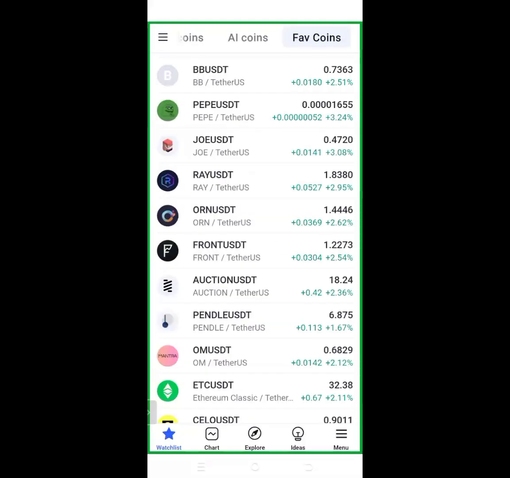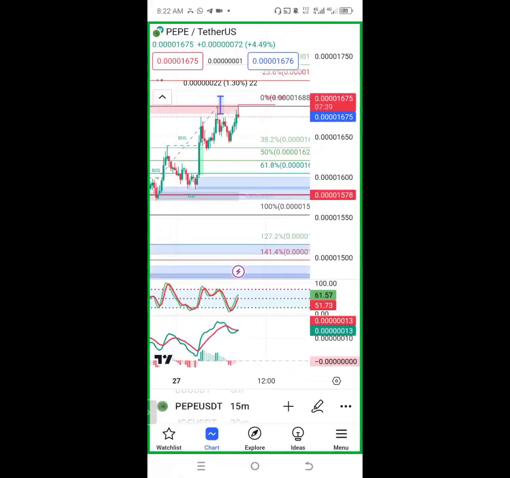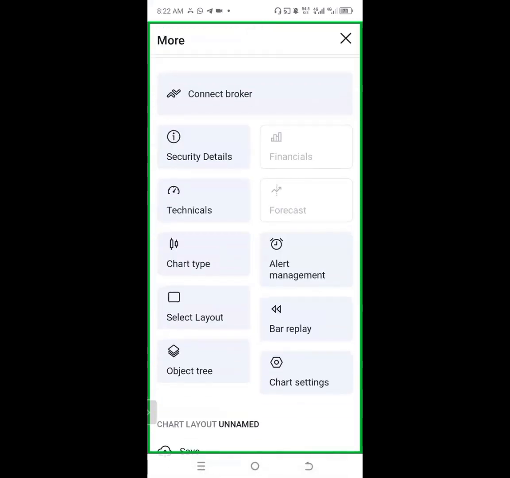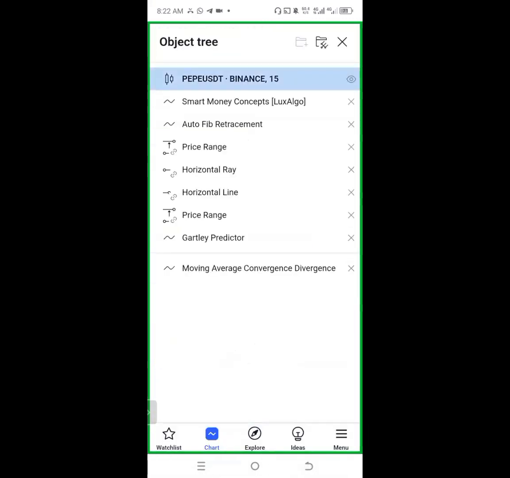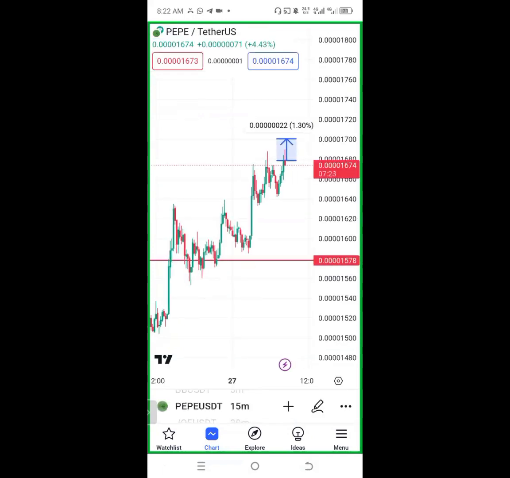Let's go on the chart and I'm going to pick any coin. Let me pick any coin. Okay, let me pick which one? Let me pick Pepe. Okay, so let me first remove these other things from here. Remove everything so that the chart is clear. We are not talking about indicators. We are talking about only trend lines.